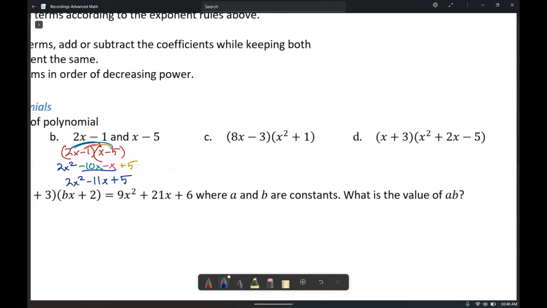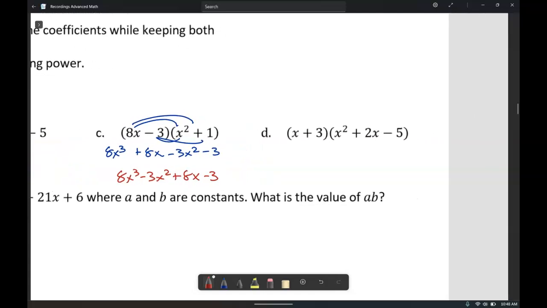We have another pair of binomials, 8x to the third plus 8x minus 3x squared minus 3. There's no like terms, so we just rearrange it into standard notation.